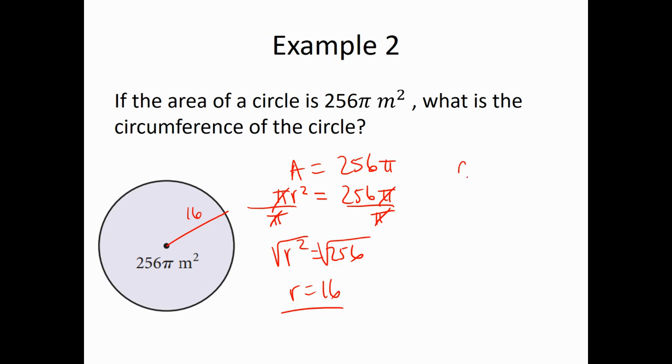Now circumference is given by 2 pi times the radius, or diameter times pi. And so we can just plug this in. If the radius is 16, the diameter is 32. So the circumference is 32 pi. That's exact, or we can round it to about 100.53. Just depends on where we want to round this.